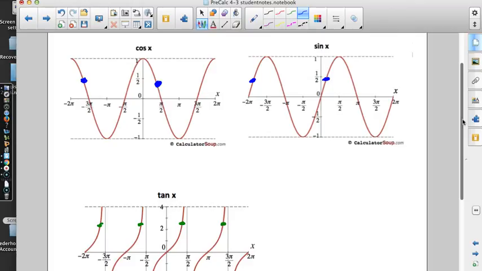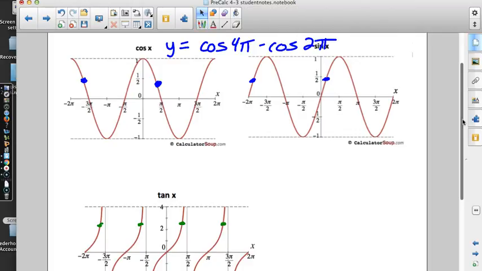So what does that mean? If somebody asks us to find the cosine of 4 pi minus the cosine of 2 pi, the answer is 0. Because at 4 pi and at 2 pi, we will be at the exact same y values. So if we subtract those, they're 0, because they're the same.